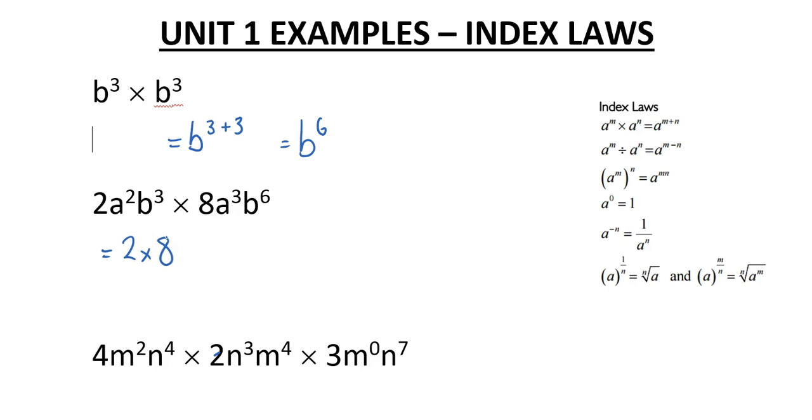Okay, so numbers first, alphabetical order. So a to the power of 2 times a to the power of 3. The base stays the same. We're using this first index law still, and we add the powers. Okay, then we go to the b's. We're multiplying again, so we add the powers. Okay, and then the next line down, I'm going to bring it all together. So 2 times 8 is 16, a to the power of 5, b to the power of 9.